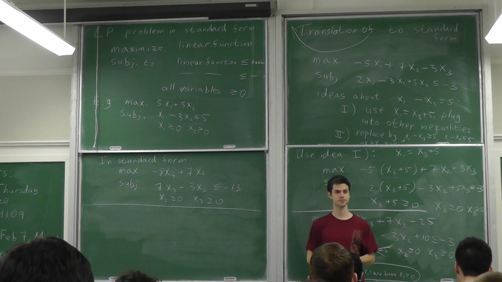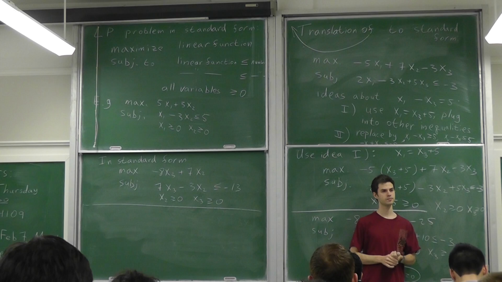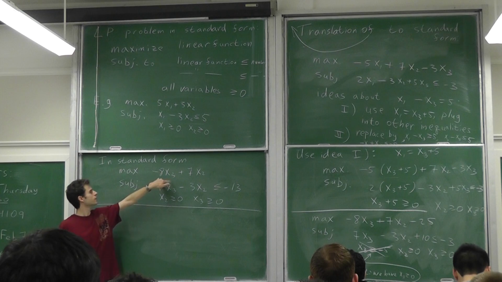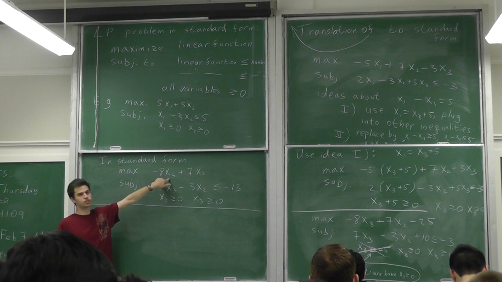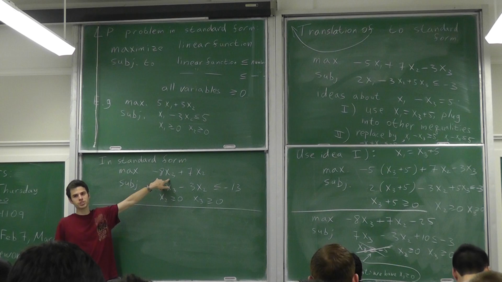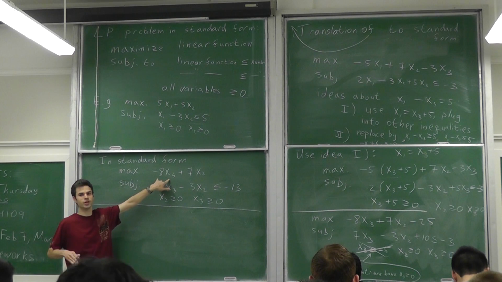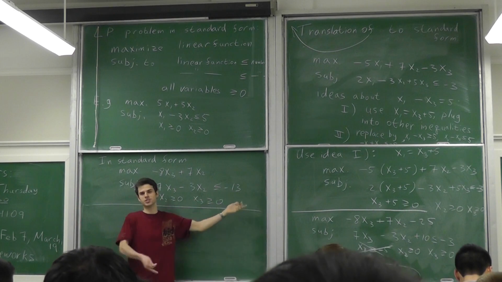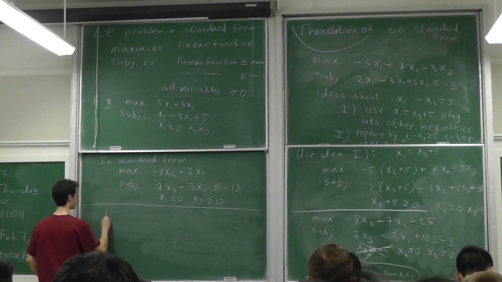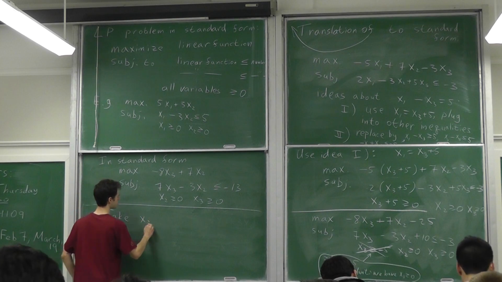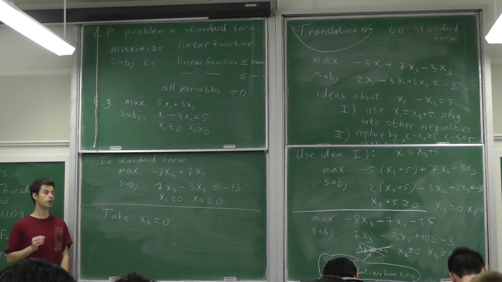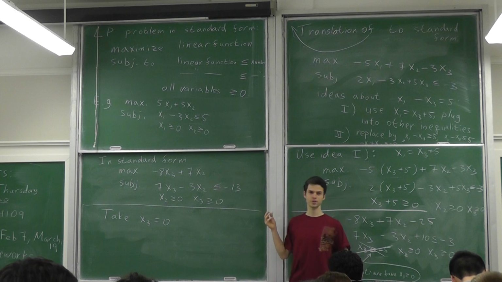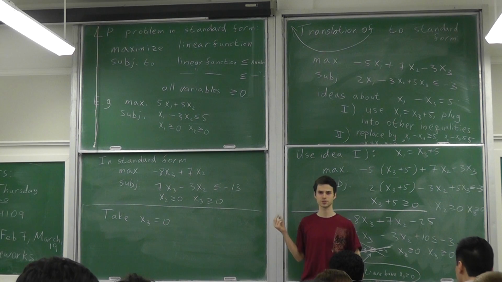So any ideas? Yeah? Take x3 equals 0. Okay, it's a good idea. It looks like a good idea because you see in this function x3 comes with a negative sign, so maybe it's a good idea to take x3 to be quite small. Also here, if I make x3 smaller, it only makes this inequality better. So first idea, take x3 equal to 0. Okay, that's not the end of the story. I also want x2. So what can I do? What can I take?